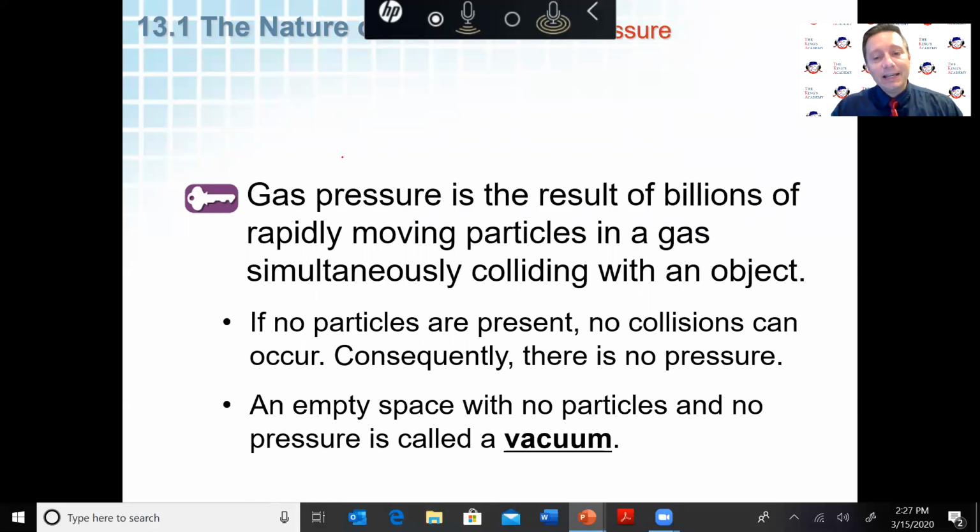But if you go to space, now we have a vacuum and there are no particles, so there's nothing striking an object, and therefore we have something called a vacuum. And this is another definition for you to get down in your notes. An empty space where there are no particles and no pressure is called a vacuum. Now we can create a vacuum in some situations. We have a vacuum pump here in the lab that I will definitely show you when we get back together. It removes the particles so that there is no gas and therefore no pressure. And that is a vacuum.